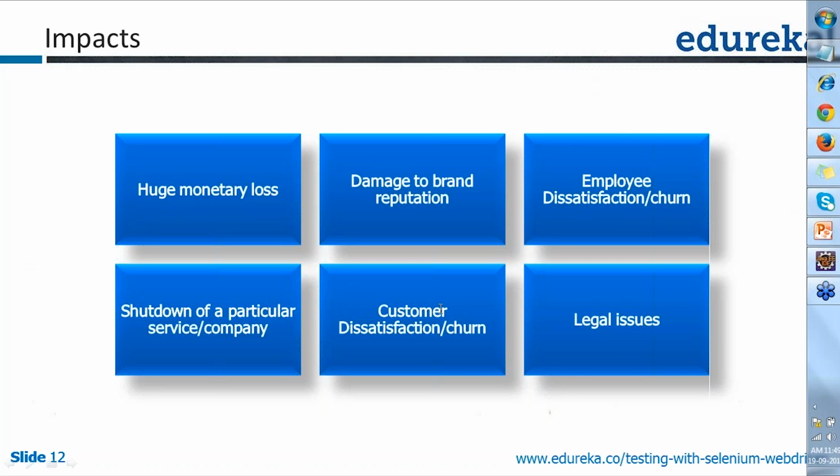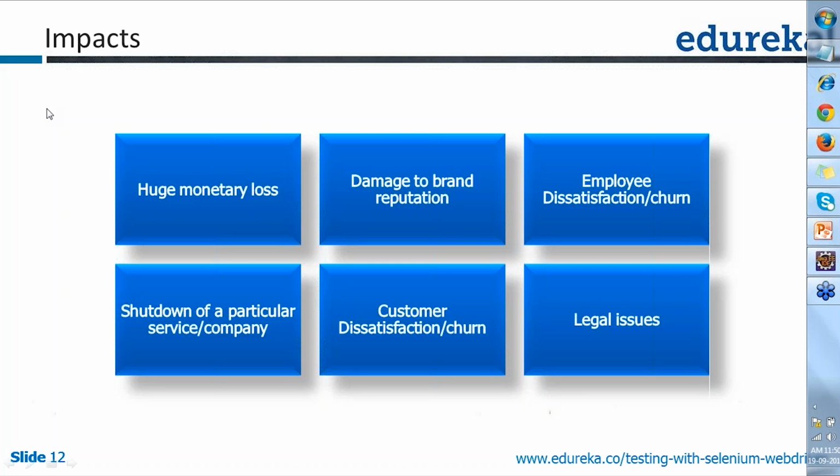Impacts. Welcome, Jamin. So, what are the different impacts of these bugs on our system? First one is the huge monetary loss. We have seen 3 different $1 million bugs. Damage to brand reputation: if you have a very severe bug, then obviously it will affect your reputation. Employee dissatisfaction, shutdown of a particular service of the company, customer dissatisfaction. It may also lead to legal issues. So these are the different impacts of a bug if it is released along with your product.